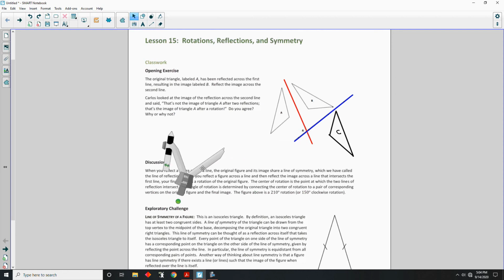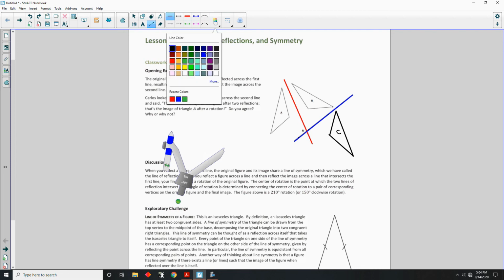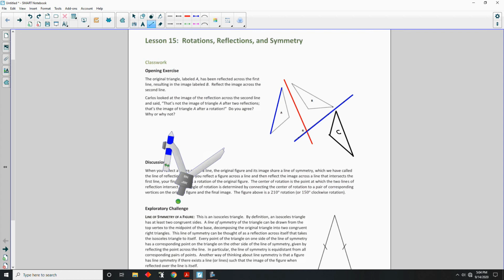That's the question. So what I'm going to do is I'm going to trace triangle A electronically. So I spared you the time here. So where would our line or point of reflection be is the question.